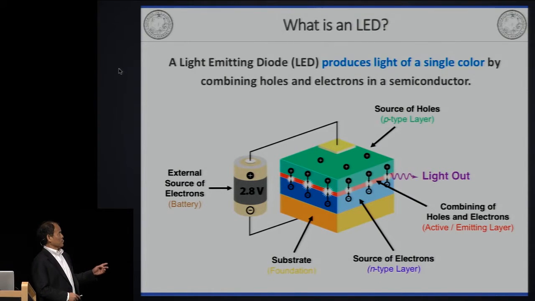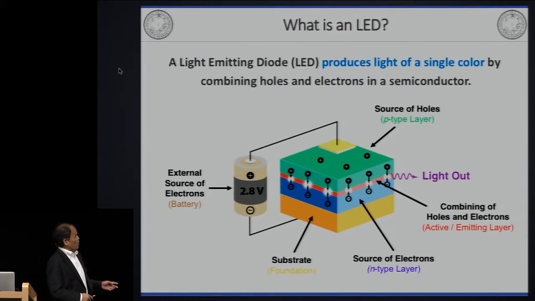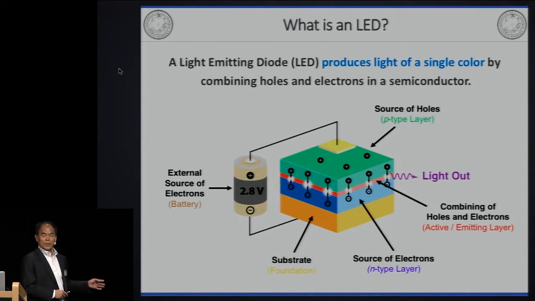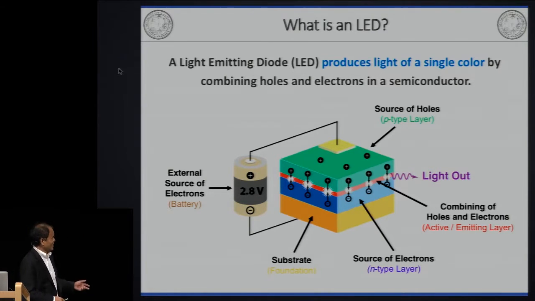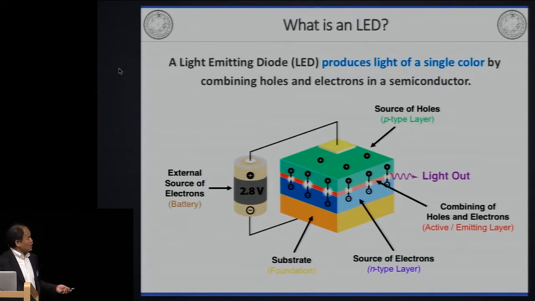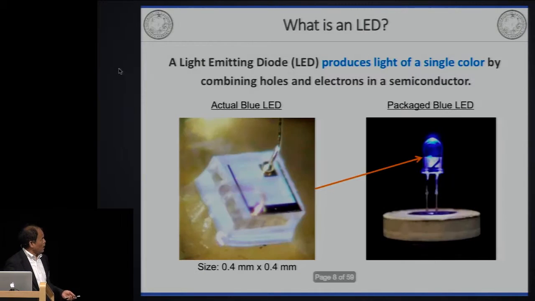The colors are blue, red, and green layers. In the case of blue LED, there was no emitting layer and no P-type layer. So basically, we invented the emitting layer and the P-type layer. That's the reason we received the Nobel Prize. So it's very simple, no? This is the basic structure of LED.